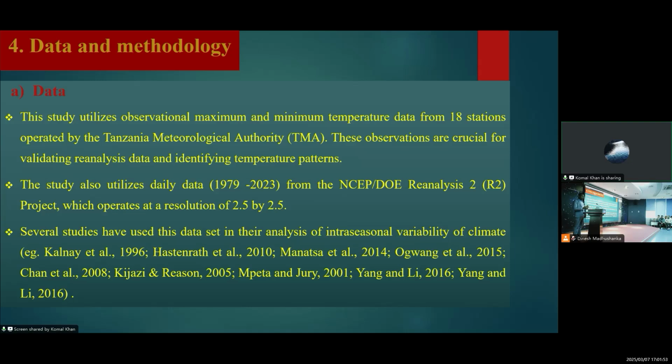For further analysis, we use the INSEPDO analysis tool, because finding daily observation data for 30 or 40 years is difficult. So we used this for validation, but we shifted to reanalysis data.